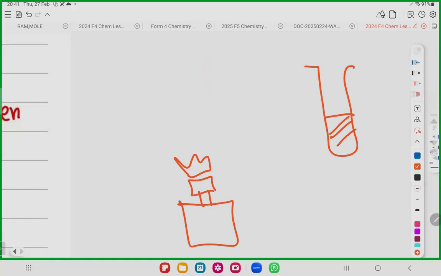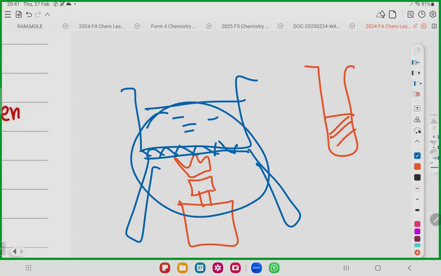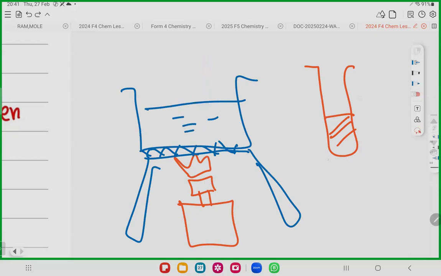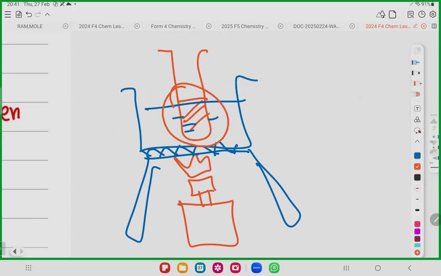So indirect heating is this. Indirect heating means you put a beaker first, put in some water, and heat the water first. When the water is hot, the hot water heats your substance. You see that? You didn't heat the substance directly. You heat the water first, then only the hot water heats the substance. This is called indirect heating.